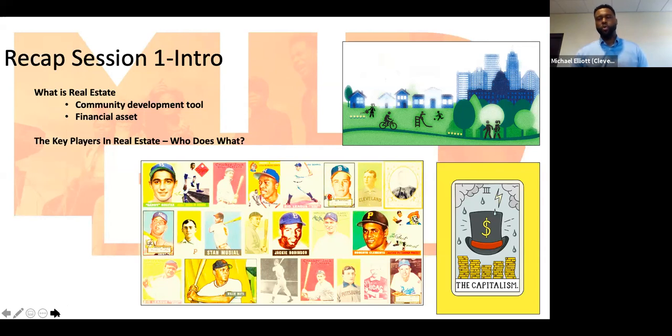But we also talked about how real estate is a financial asset for individuals. We talked about the importance of making sure that we understand that even though it is a safe risk, it's a risk nonetheless, and that as we look at many different tools that someone can invest in, real estate can be one of those tools that can help build wealth for an individual, as well as within a community.